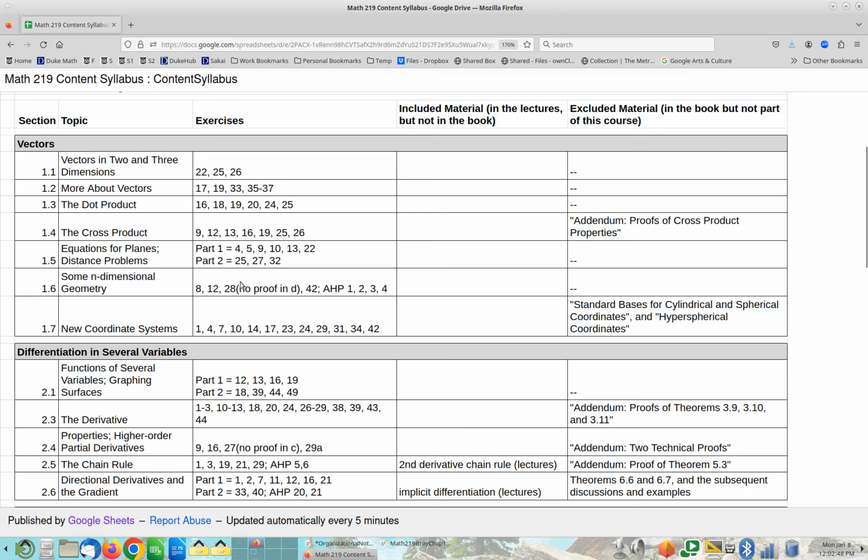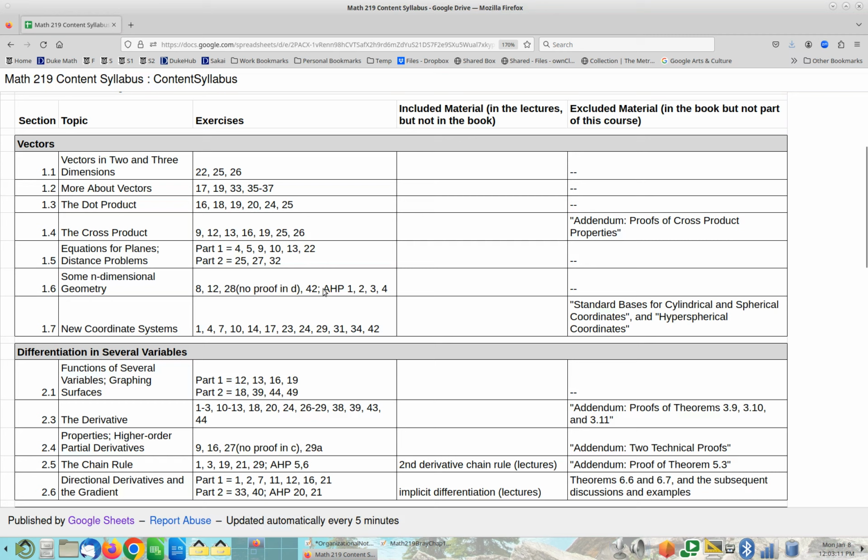Note a couple of little comments are inserted. Not very many, but do pay attention to those. So Part D of number 28 in Section 1.6 makes a reference to proving something, and this absolves you of the need to prove the result. So anyway, again, pay attention to that kind of thing.